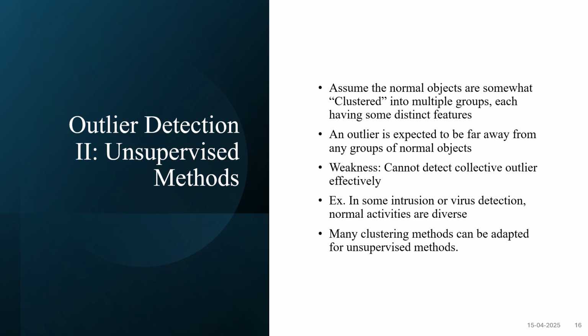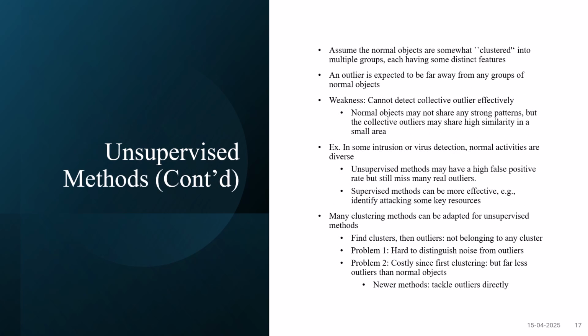Normal objects do not have to fall into one group sharing high similarity. Instead, they can form multiple groups where each group has different features. However, an outlier is expected to occur far away in feature space from any of these groups of normal objects. This may not be true all the time.